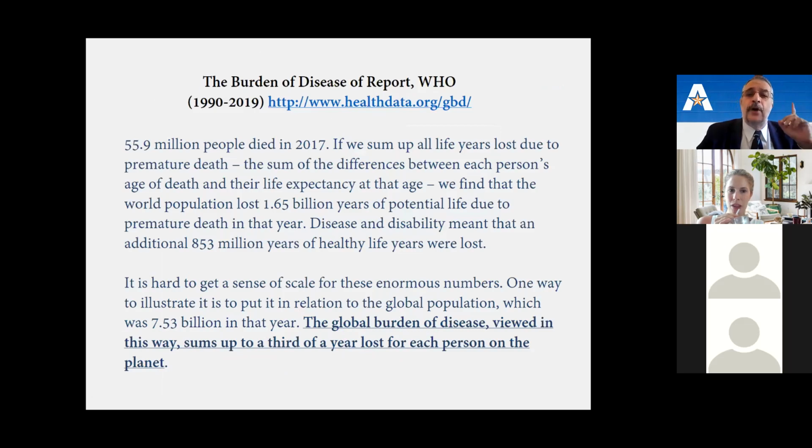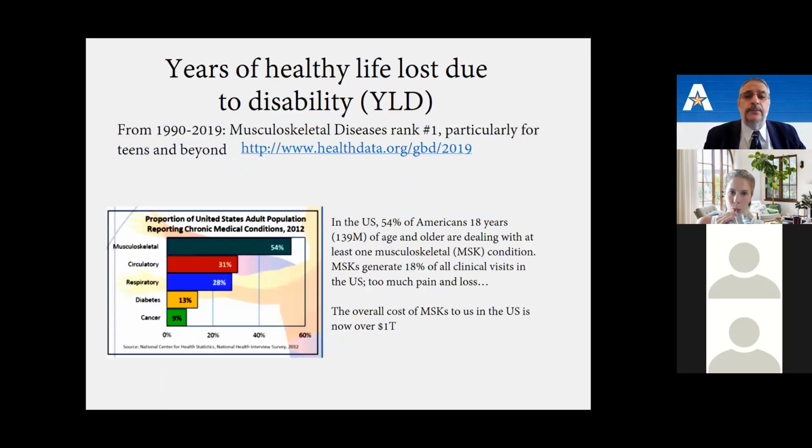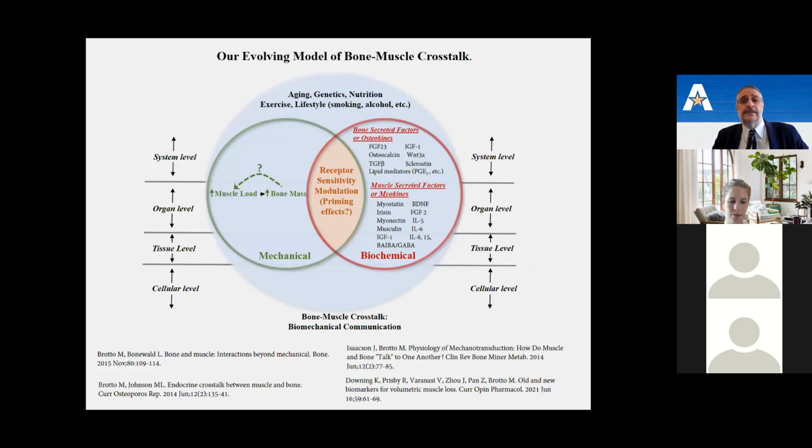Each of us lost a third of a year because of the burden of disease. And when you transform to life lost due to disability, musculoskeletal disease usually ranks number one. And 54% of Americans 18 and older, which comes to 139 million Americans, have at least one musculoskeletal condition. Why I'm doing this: I want to show how impactful our research can be, and also give you good material for the significance in your grants, in your projects.